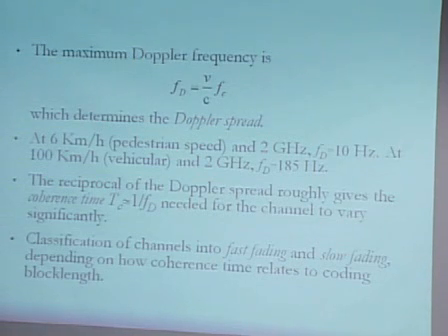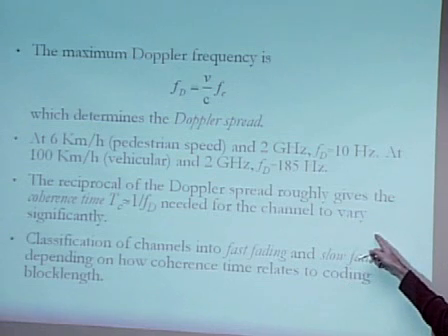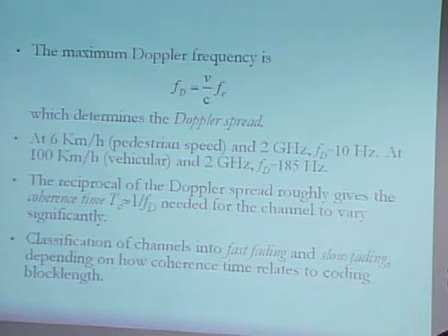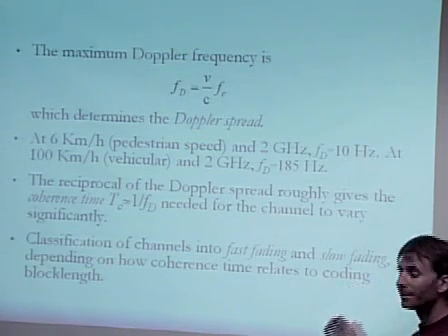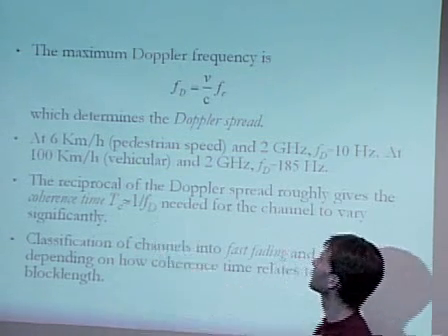So this appears to be negligible, but it has a very important role, which is the following. The reciprocal of the Doppler spread roughly gives the coherence time of the channel, which is the time that the channel needs to change significantly. In other words, the channel is going to change over time, and for how long is it going to stay pretty much constant before it changes? Roughly it is 1 over fD.